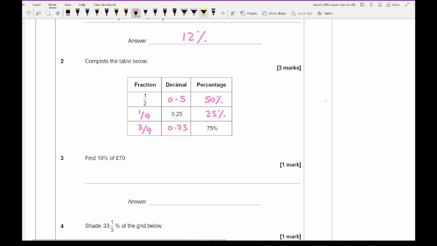Now it is important that you do simplify your fractions. So if you did write 75 over 100, that's still going to be fine, but try and get in the practice of always simplifying your fractions.